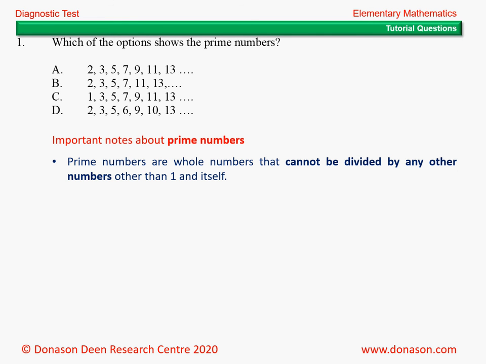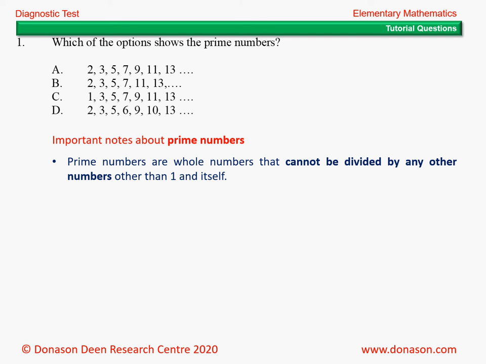What's a prime number? Prime numbers are whole numbers that cannot be divided by any other number other than 1 and itself. So you can't take a prime number and show me that, look, this can be divided by this particular number exactly, then it cannot be a prime number.